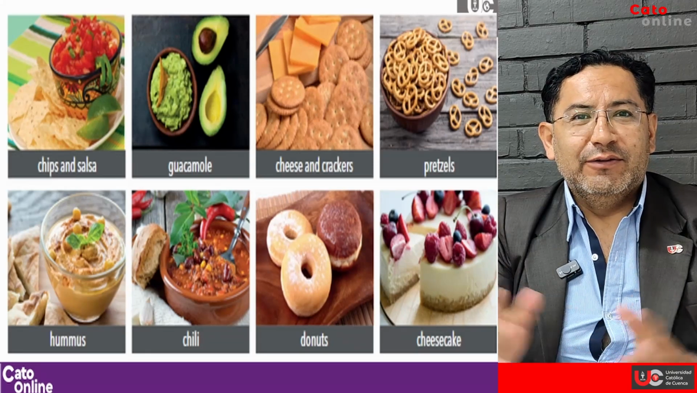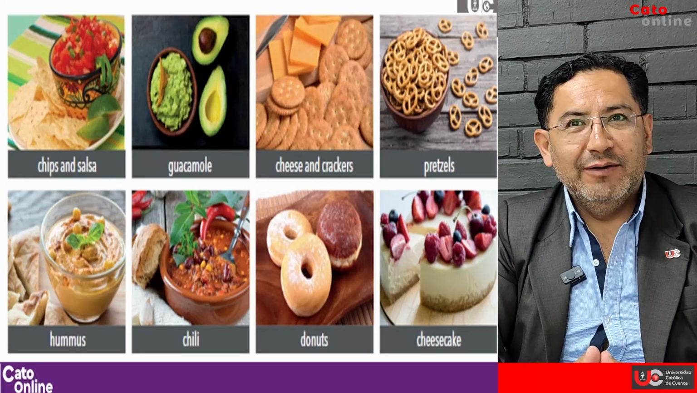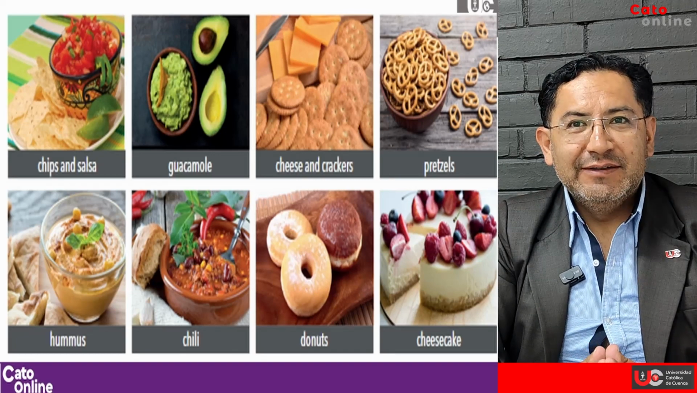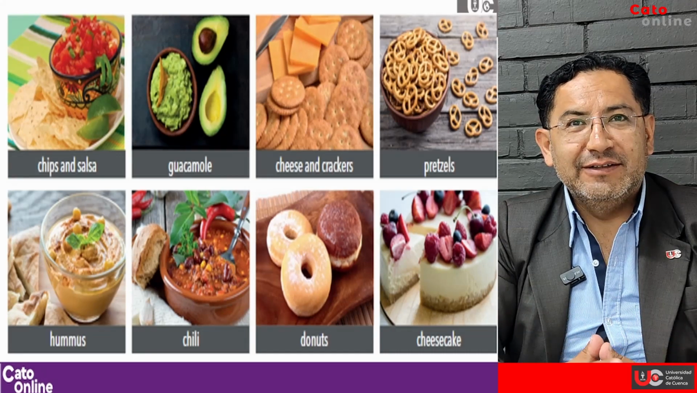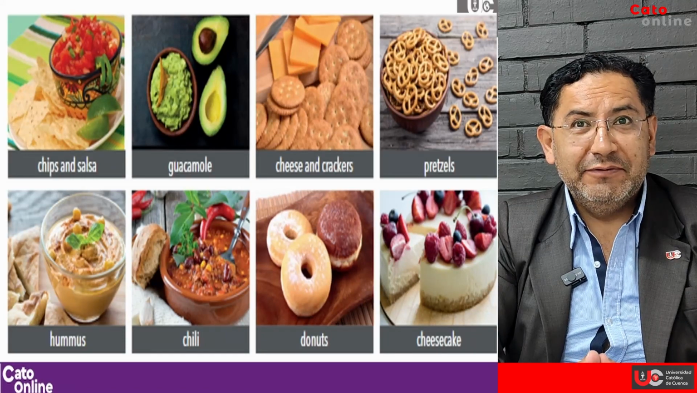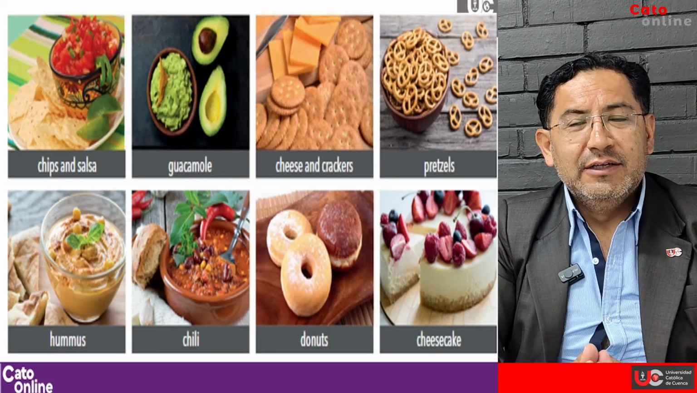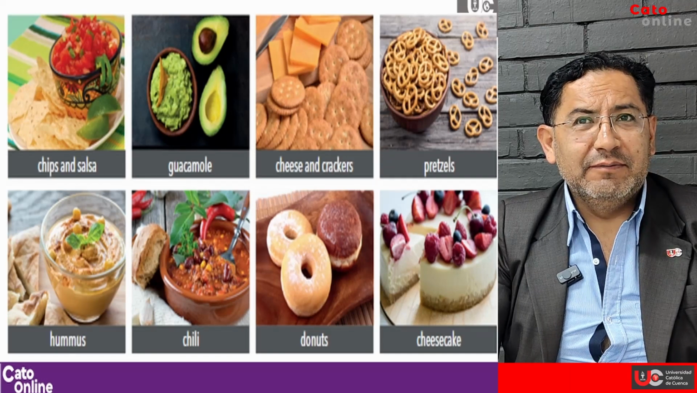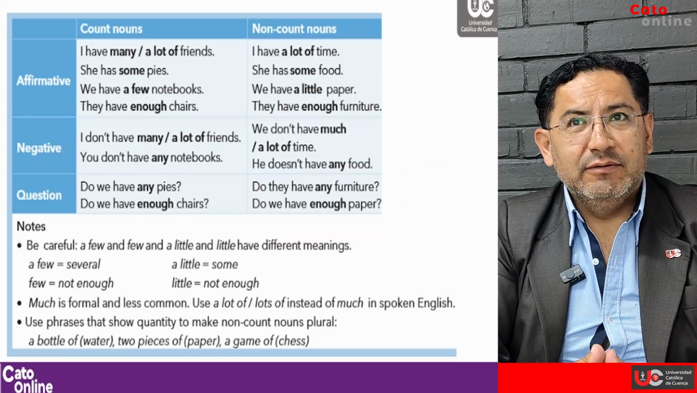Here we have a lot of food. As you can see: chips and salad, guacamole, cheese and crackers, pretzels, hummus, chili, donuts, and cheesecake. These are different kinds of food. They are very famous, and we are going to use some quantifiers in order to talk about this kind of food.